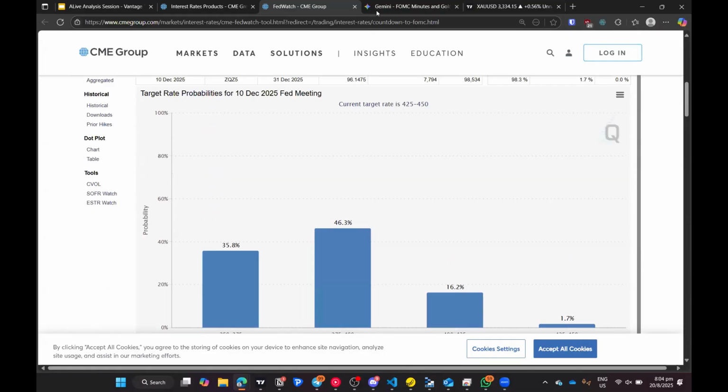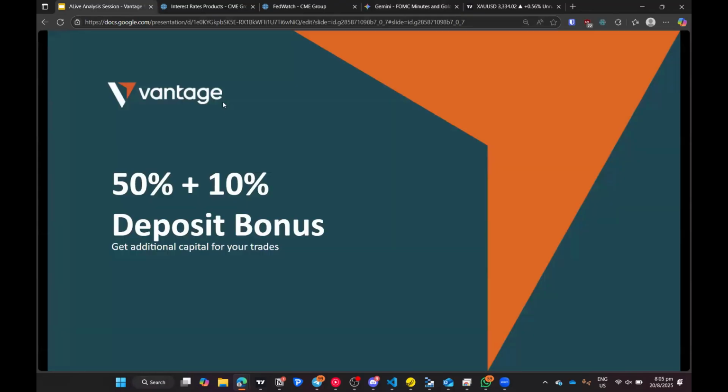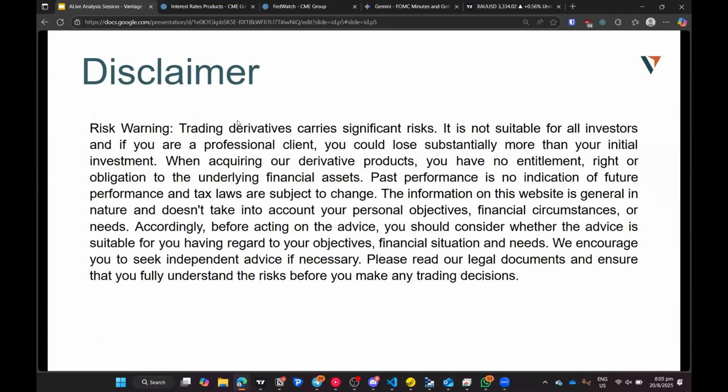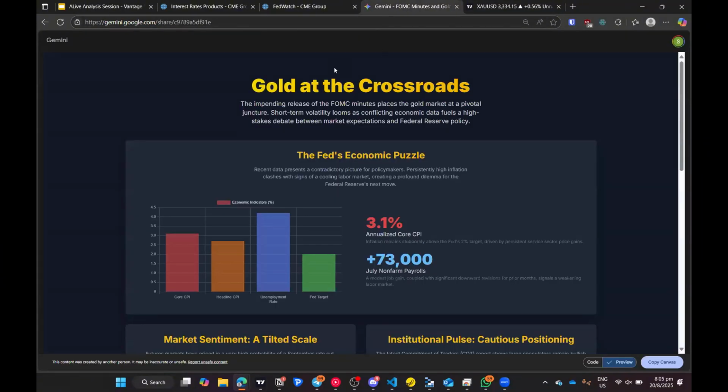Before we head down to the charts, let's look at the overarching consensus on gold, and this is done using Gemini. If you head over to Gemini, create a research topic around FOMC minutes and its effect on gold, or you can simply put today's topic, and you allow Gemini to do the research for you. Let me see if I can grab that research in here.